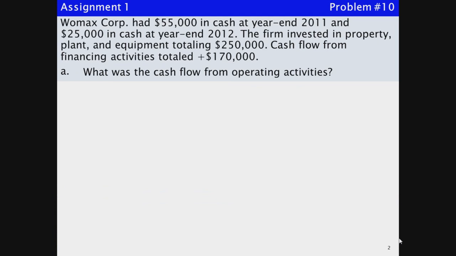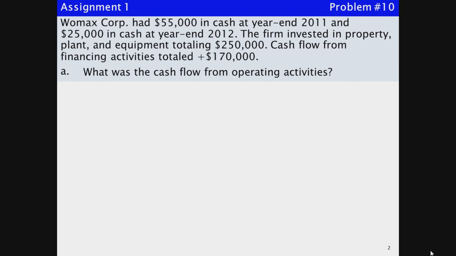Okay, we resume now with problem number 10 on Assignment 1, where we have Womax Corp., which had $55,000 in cash at year-end 2011 and $25,000 in cash at year-end 2012. The firm invested in property, plant, and equipment totaling $250,000. Cash flow from financing activities totaled $170,000. What was the cash flow from operating activities?